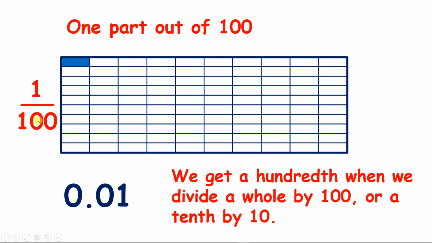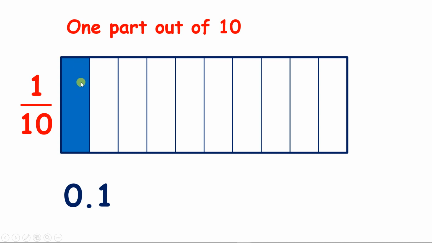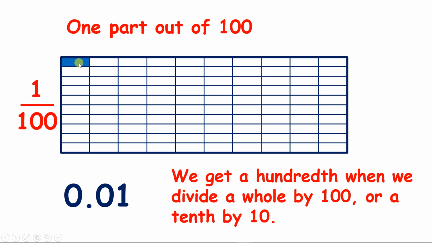Now 1/100th, or 1 over 100, that's where we use the second place value column after the decimal point. So if you've got 1 over 100, you've got 0.01. So we get 100th when we divide a whole, say a whole rectangle, into 100, or when you divide a tenth by 10. Remember what I said at the beginning, that as you go along the place values, it gets 10 times smaller. Well, if we had a tenth, and then we chopped that tenth into 10 pieces, and only kept 1 of them, we would have 1/100th.